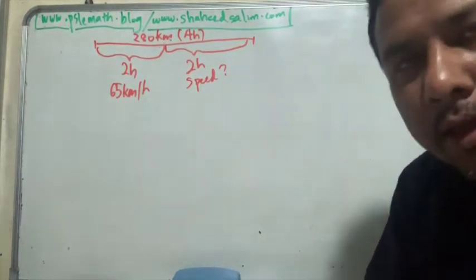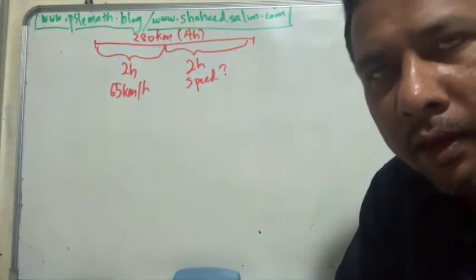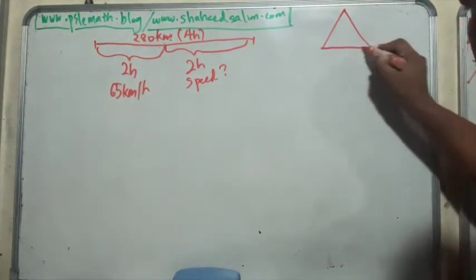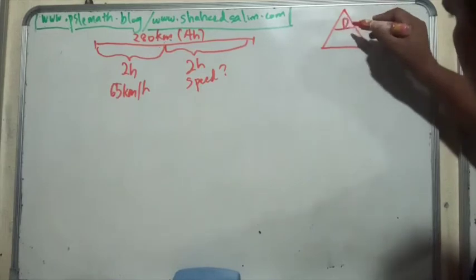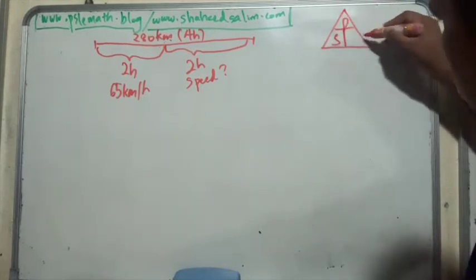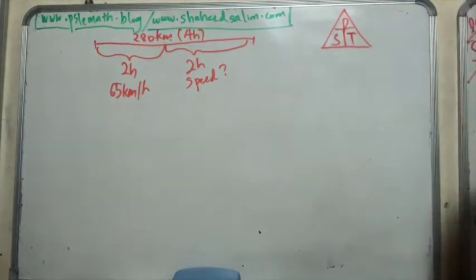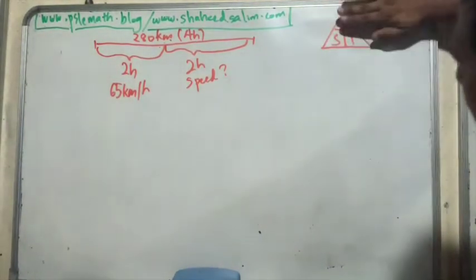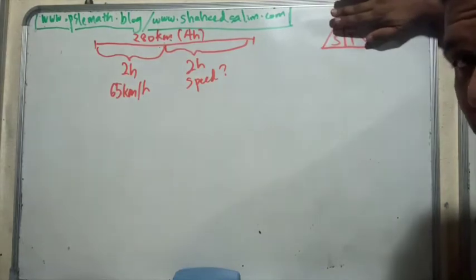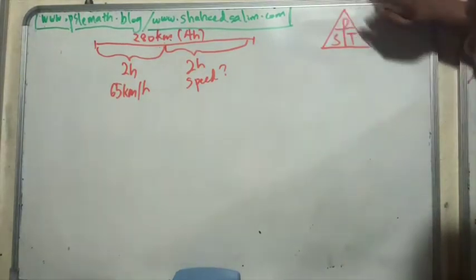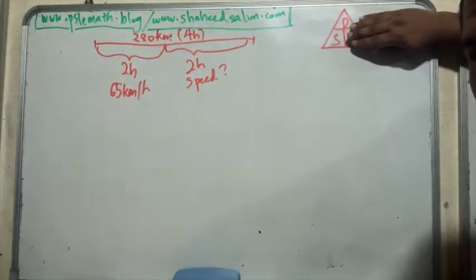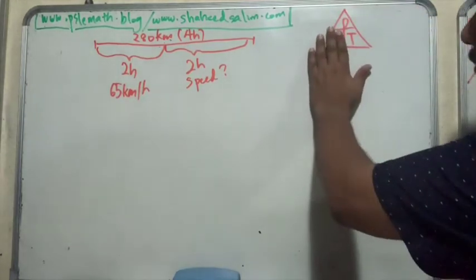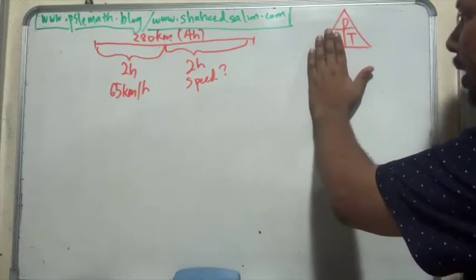All right. Now remember the formula for speed. D stands for distance, S for speed, T for time. If you want to find distance, you cover distance. This means speed times time. If you want to find time, you cover time. It's distance divided by speed. If you want to find speed, it's distance divided by time.